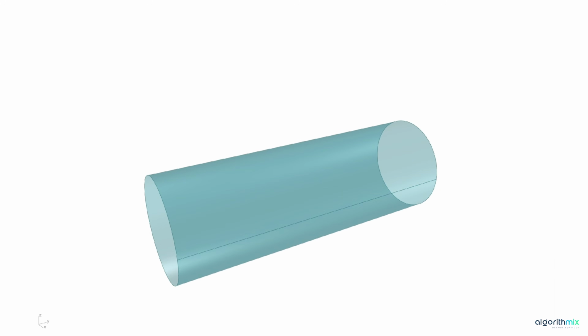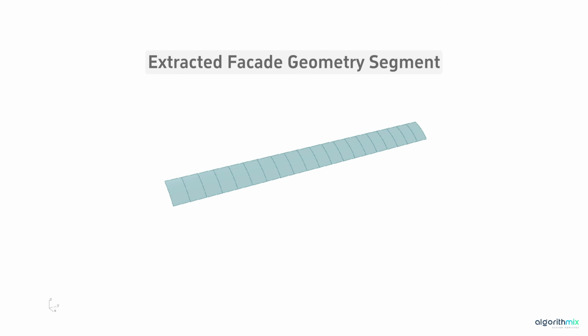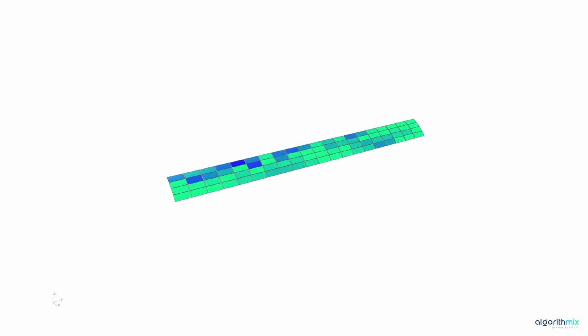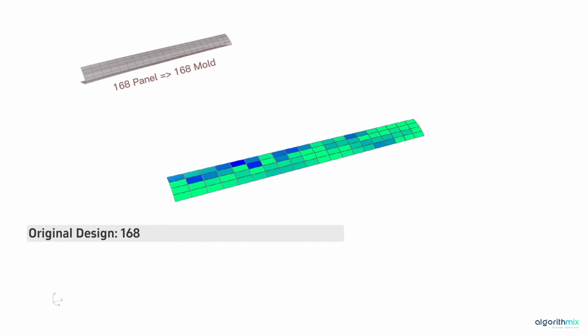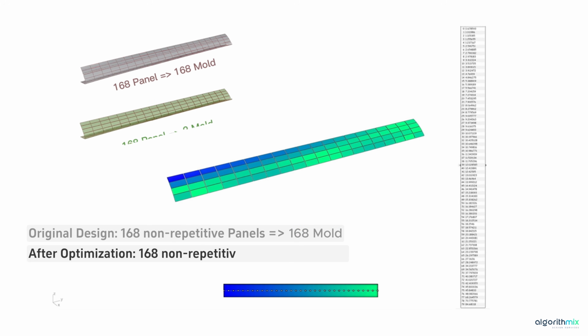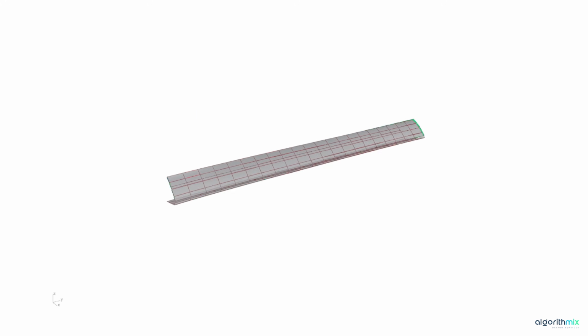From the original architectural IFC model, facade panels are extracted as discrete elements. Initially, all 168 panels are non-repetitive, requiring 168 unique fabrication modes. Using clustering, geometric unification, and deviation control, the system reorganizes these panels into only 2 reusable mold types. This optimization significantly reduces fabrication cost while maintaining fidelity to the original surface.